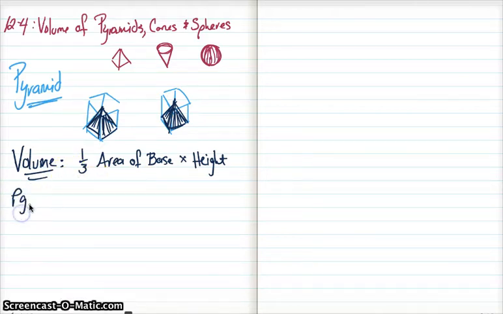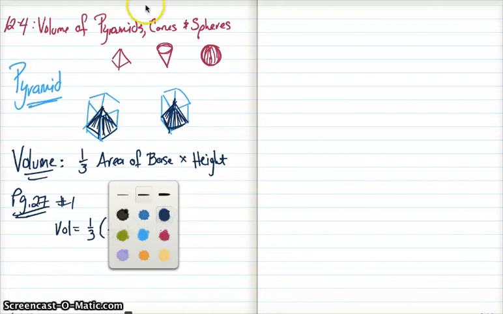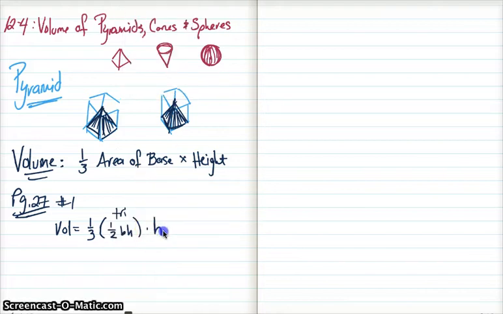So let's take a look at an example of how we can apply this volume formula. Let's look at page 27, the handout you were given, number 1. Okay, with number 1, we are given a triangular pyramid. Remember, you want to look at the base, and the base is in the shape of a triangle. So when I'm finding the volume, I need to find the area of the base. Now remember, the triangle area is half base times height of that triangle, and then times the larger height of the pyramid itself.